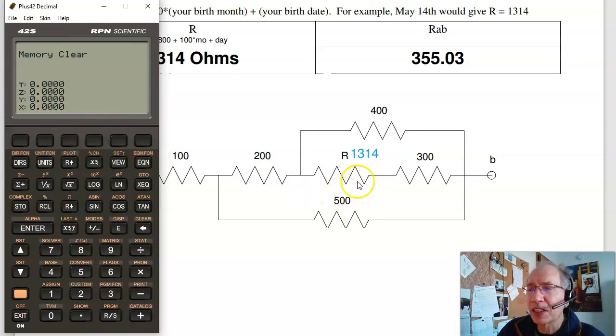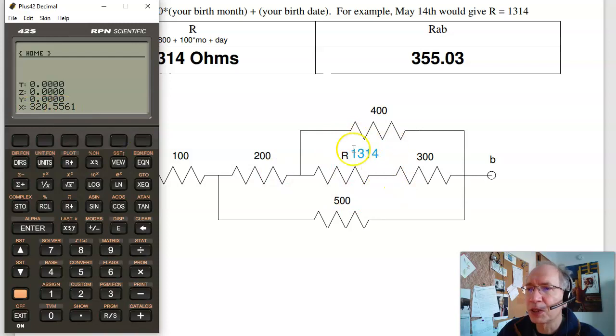on the stack. So first, if I have R is 1314, I want to add it to 300 ohms. In series, resistors add. I set up the stack, X and Y, add them. I get 1614 ohms. That's in parallel with 400. So in parallel, the inverse is add. Take the inverse, 400, inverse, add inverse.